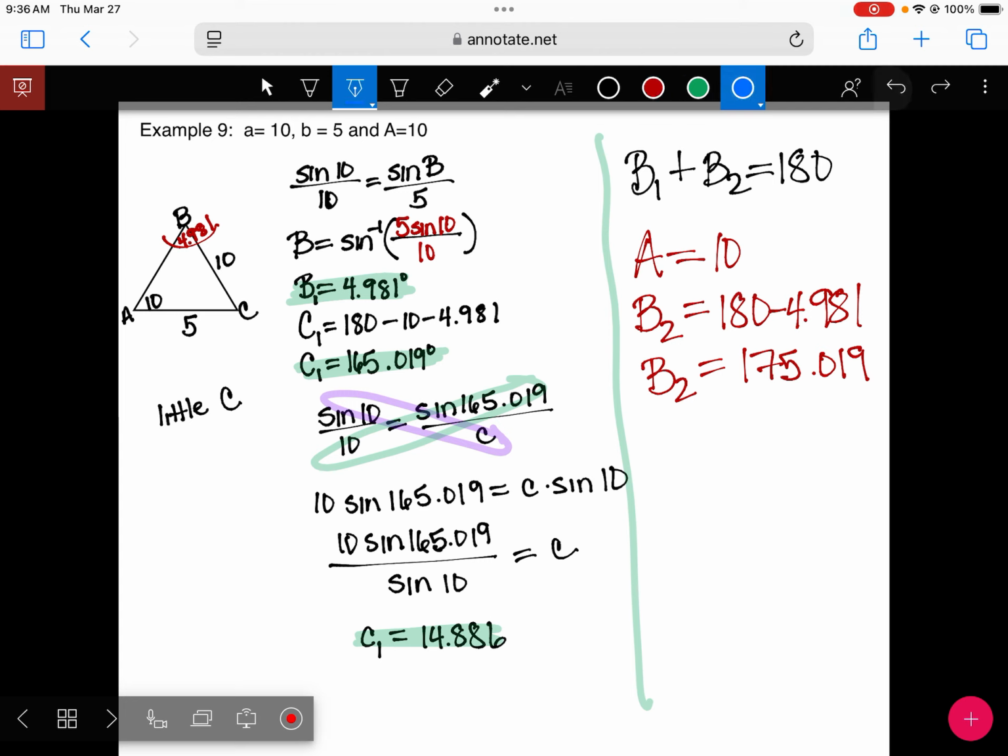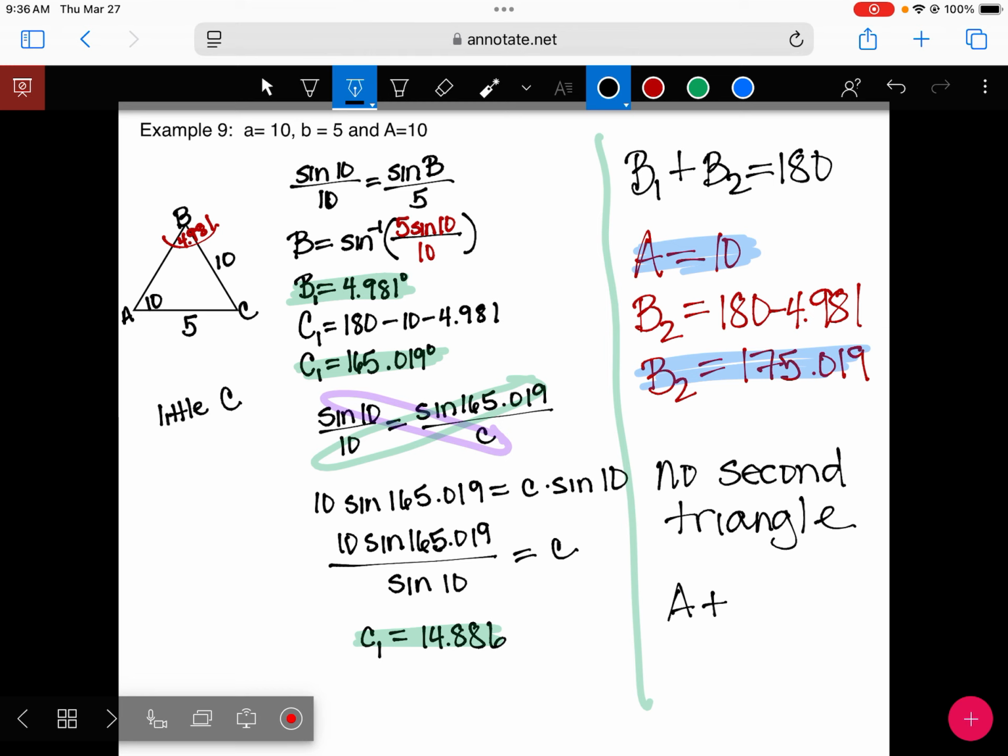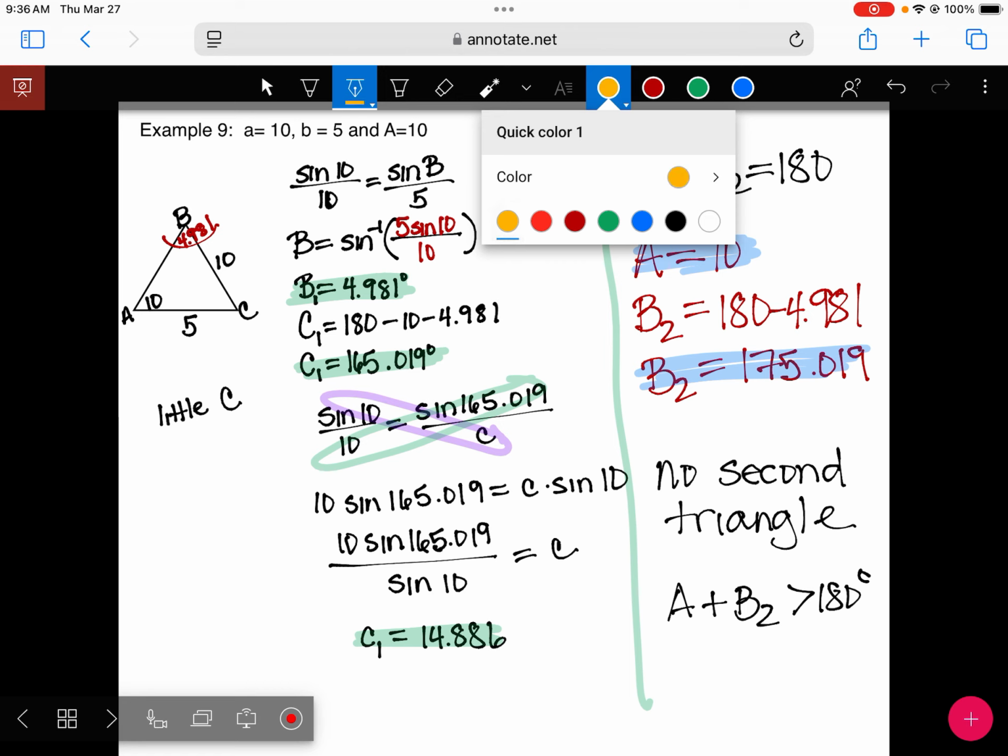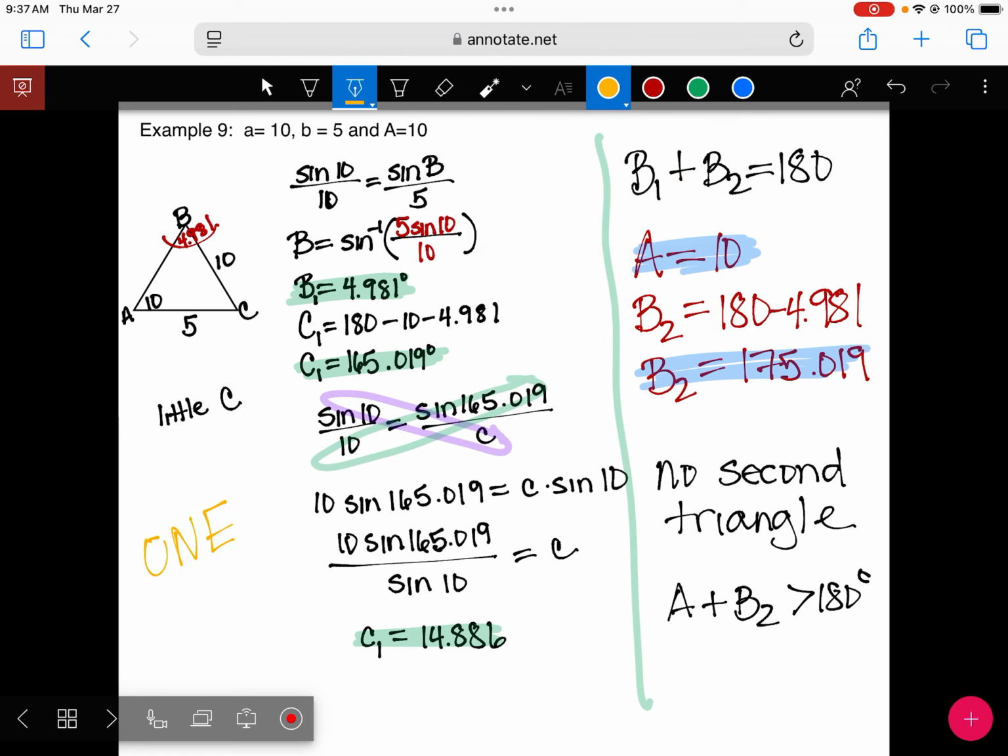So looking at what we have, if there is a second triangle, the first angle would be 10 and the second angle would be 175. But keeping in mind what we know about triangle sum, that is not possible. So there is no second triangle, because angle A plus angle B2 is greater than 180 degrees. So in this example, there is only one triangle.